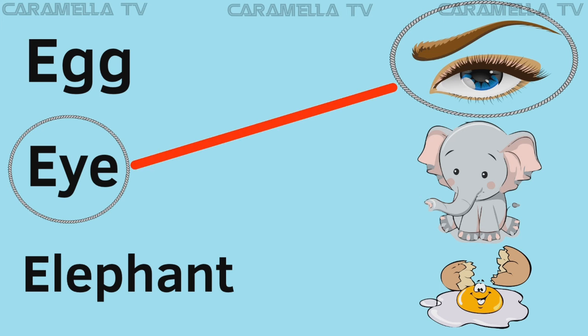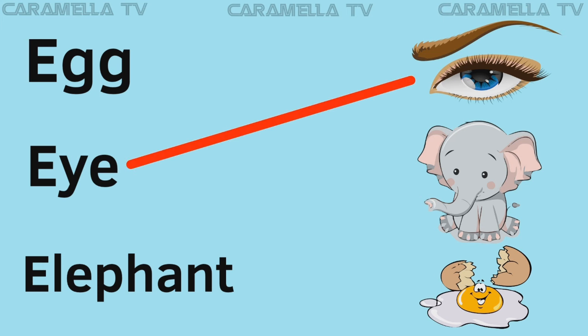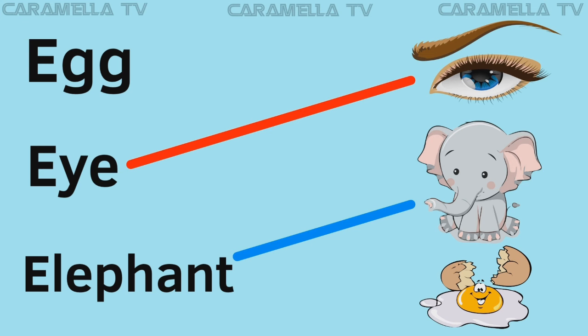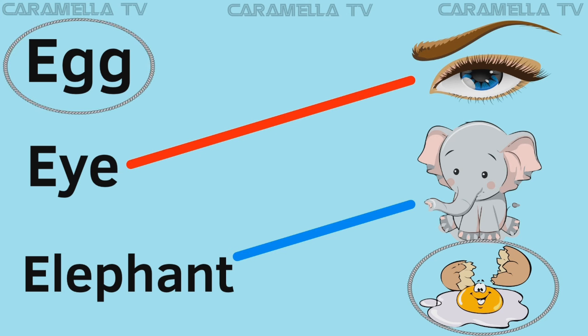Second picture we have is a picture of an elephant. Can you guys guess where the word elephant? That's right, let's match them. Last picture we have is a picture of an egg. Can you guys guess where the word egg? That's right, let's match them.